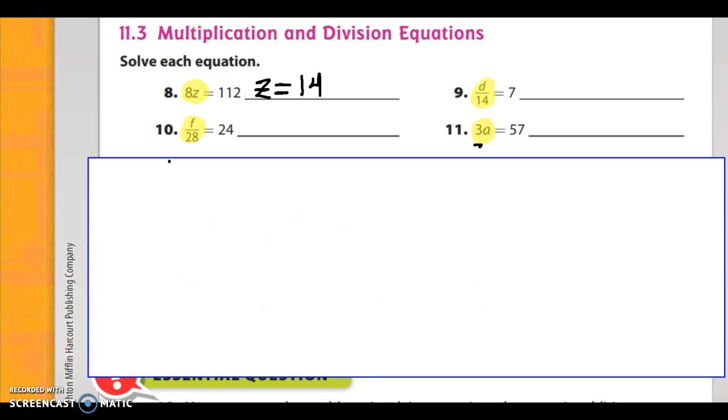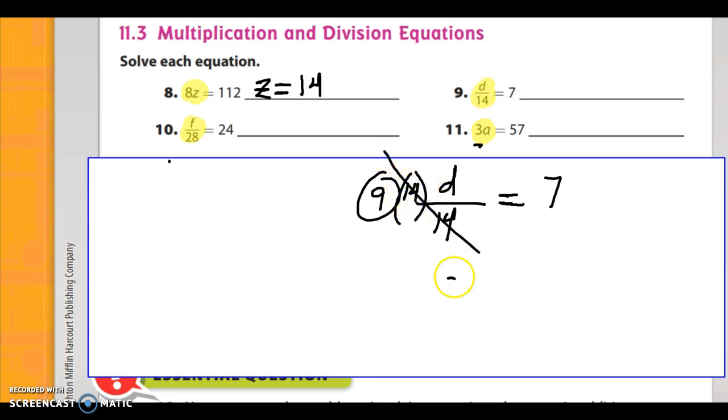All right, number 9. D divided by 14 is equal to 7. Some kids might want to think that this is 2, but that wouldn't make sense. If you put a 2 there, 2 over 14 doesn't equal 7. What kind of problem is this? This is a division problem. How do we solve division problems? By multiplying. So this side of the equation looks kind of funny. We put a 14 here, and then these 14s cancel, and so all that's left is D. What goes over here is times 14.